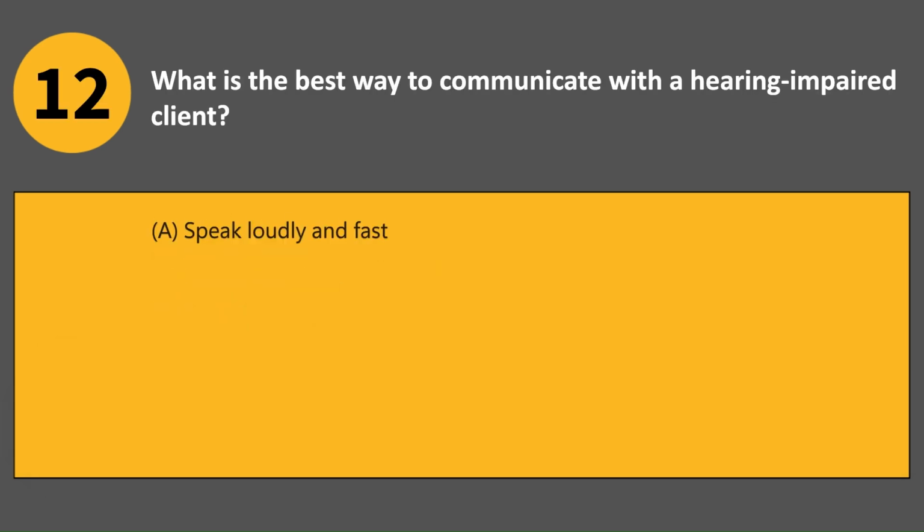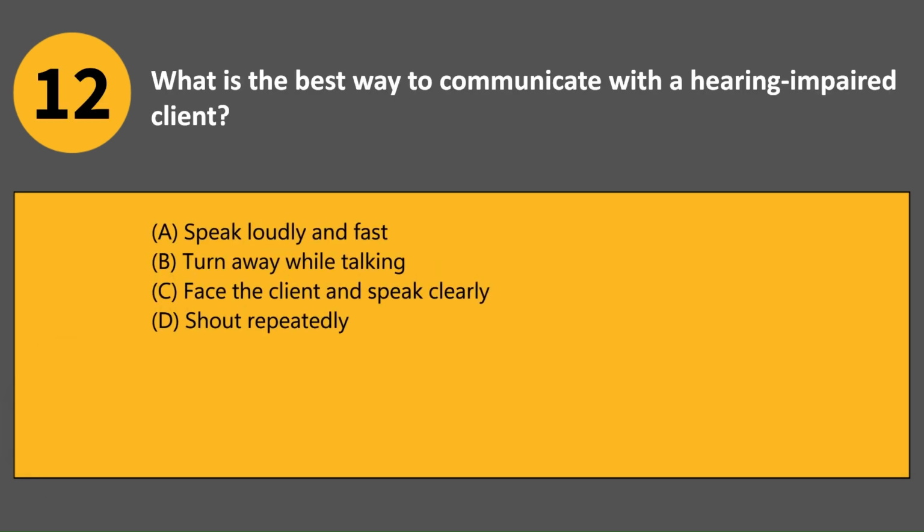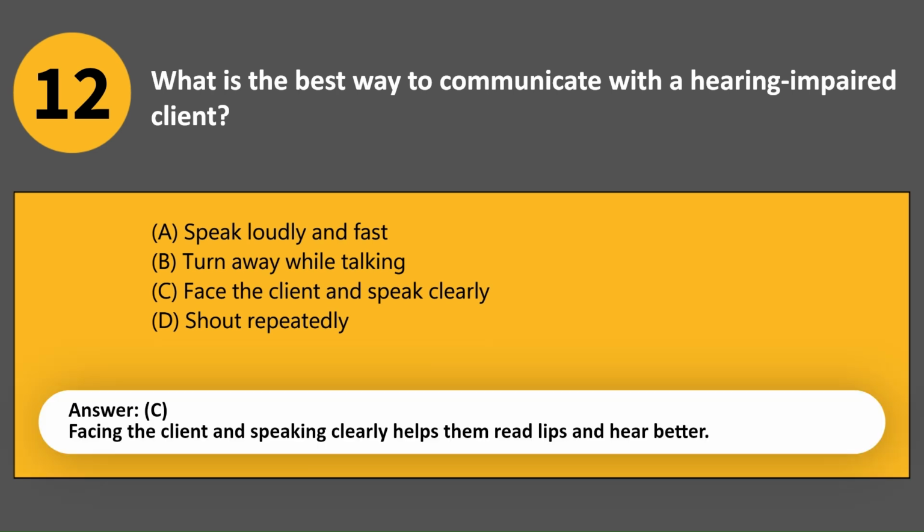What is the best way to communicate with a hearing-impaired client? A. Speak loudly and fast. B. Turn away while talking. C. Face the client and speak clearly. D. Shout repeatedly. Answer: C. Facing the client and speaking clearly helps them read lips and hear better.